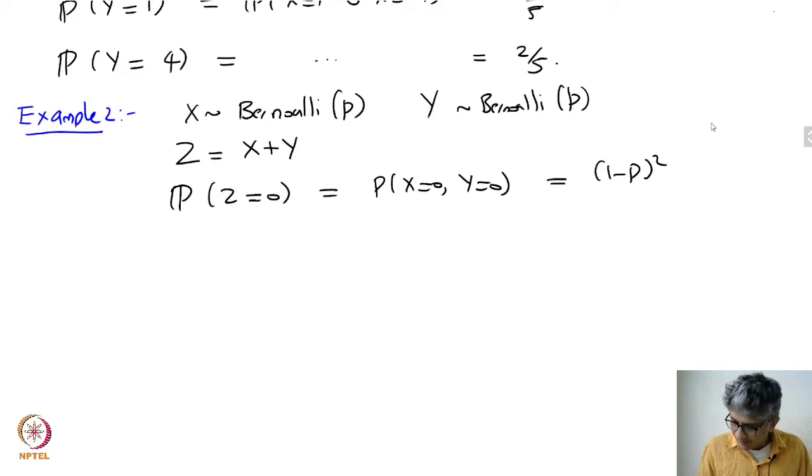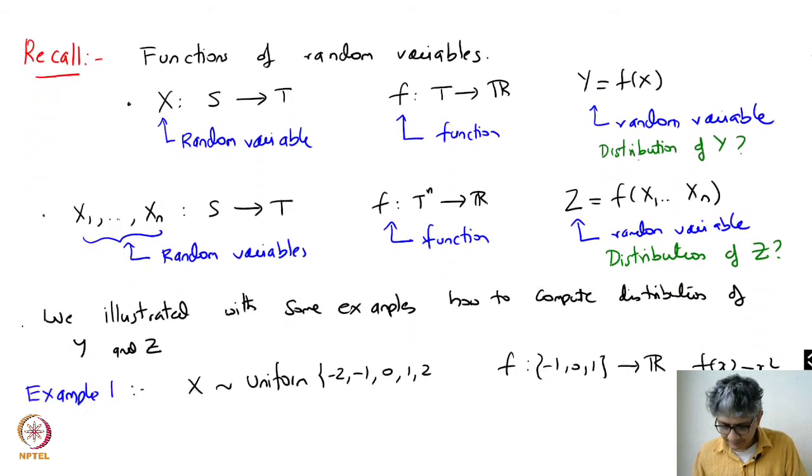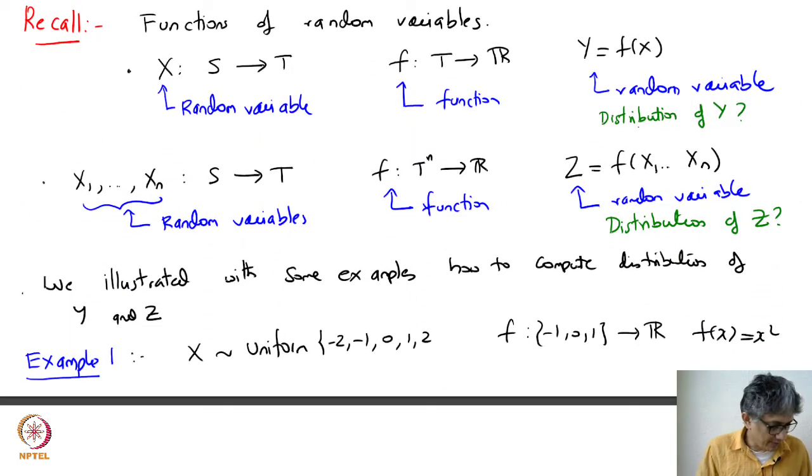So let me start again. So we were doing this idea last time about functional random variables. I said a random variable could be X from S to T, and f is a function from T to R, and Y is a function of X. So if X is a random variable, Y is also a general random variable, given that f is a nice function. And we were interested in understanding the distribution of Y.